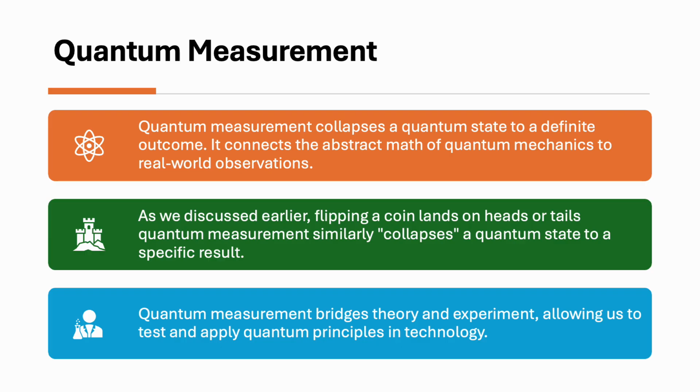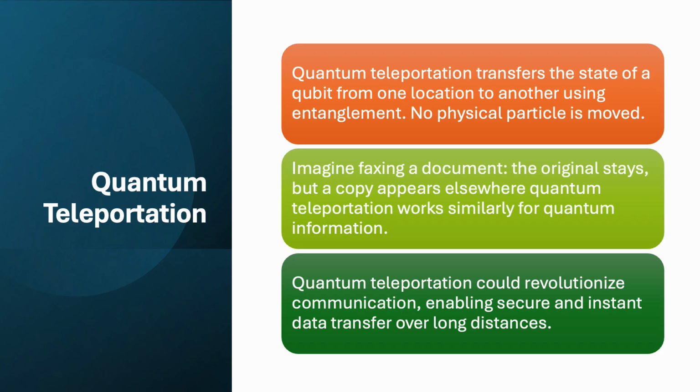Quantum measurement. This is in itself a huge research study. Quantum measurement collapses a quantum state to a definite outcome. It connects the abstract math of quantum mechanics to real-world observations. As we discussed earlier, flipping a coin lands on heads or tails. Quantum measurement similarly collapses a quantum state to a specific result. Quantum measurement bridges theory and experiment, permitting us to test and apply quantum principles in technology.